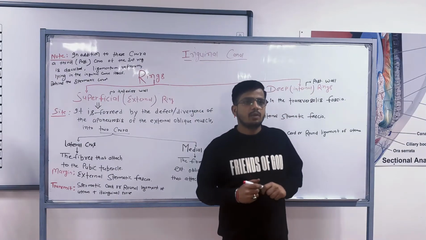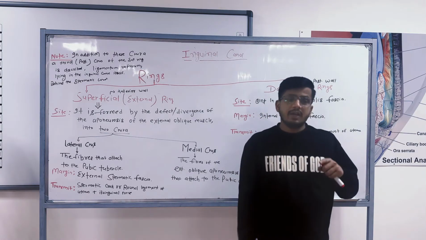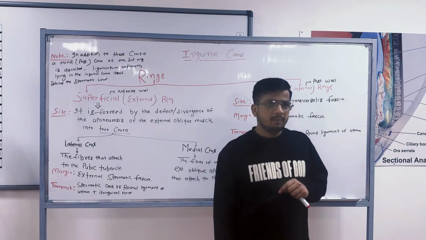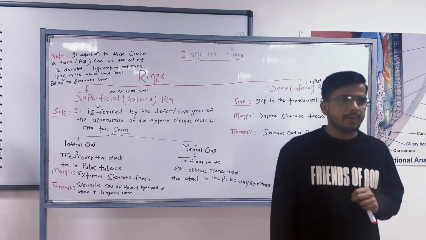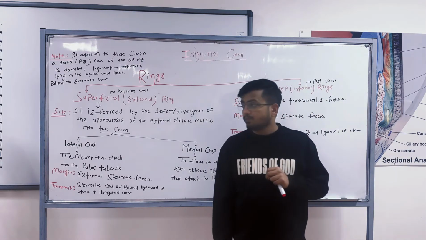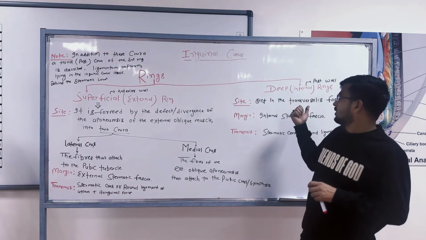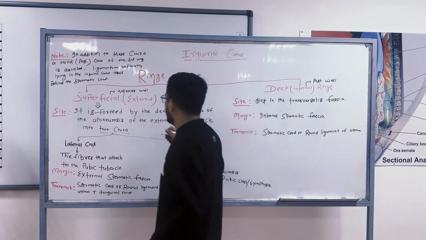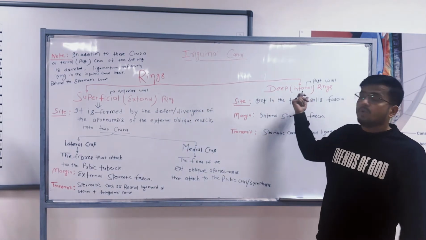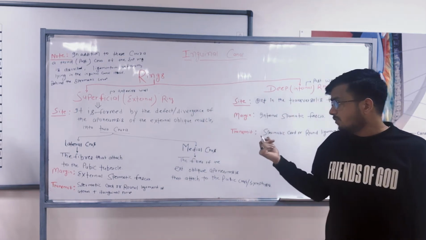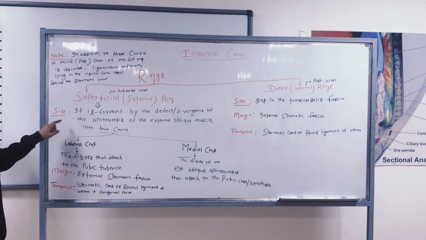So what is the inguinal ring? When we see the inguinal canal, in the anterior and posterior walls we have 2 openings, and those openings are called inguinal rings. We have 2 types of inguinal ring: the superficial inguinal ring and the deep inguinal ring. The superficial inguinal ring is present in the anterior wall, and the deep inguinal ring is present in the posterior wall. When we talk about the site, we mean where this ring is formed.